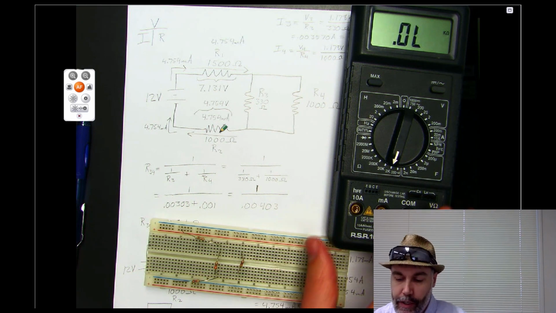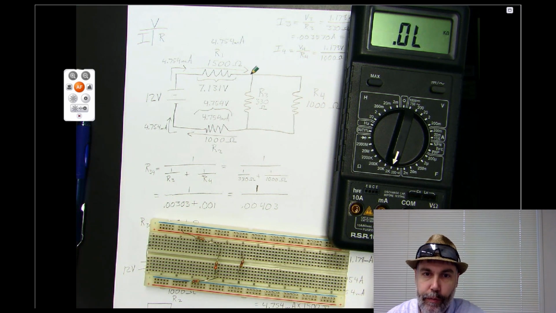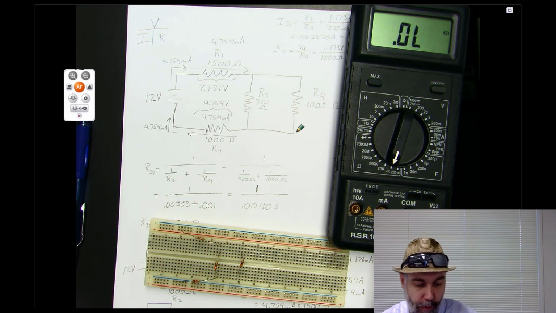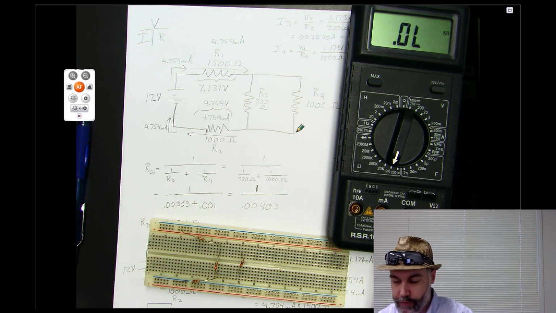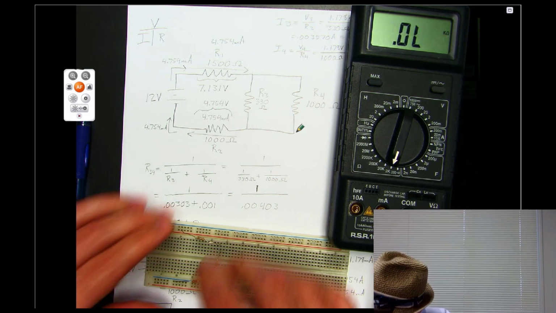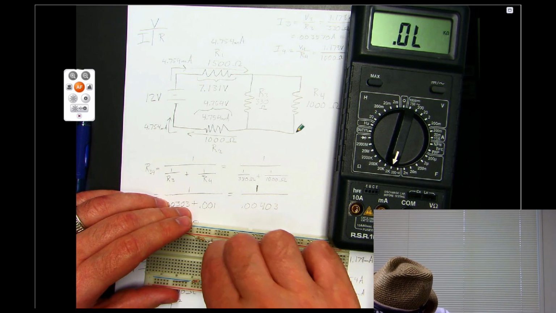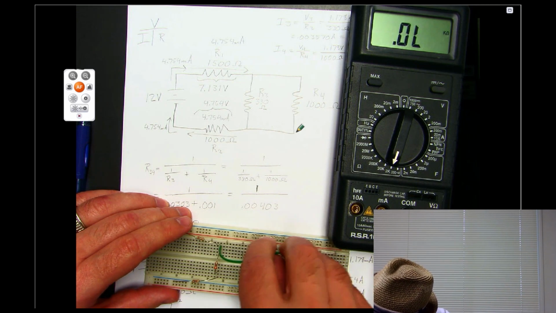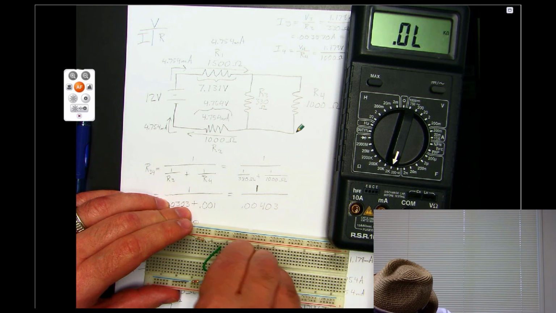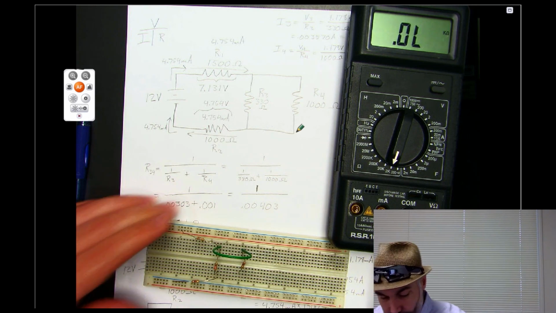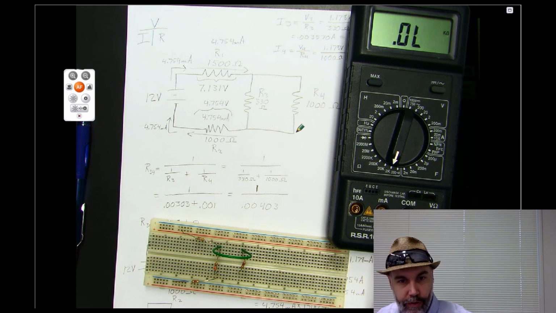Now, in this diagram, there is a connection from the top of R3 to the top of R4, and from the bottom of R3 to the bottom of R4. So I need to make those connections in my circuit as well. Okay? So I'm going to go from there over to there with a jumper wire, and then I'm going to make the bottom connection with another jumper wire.